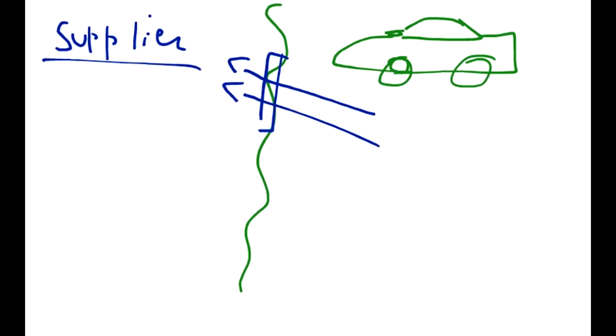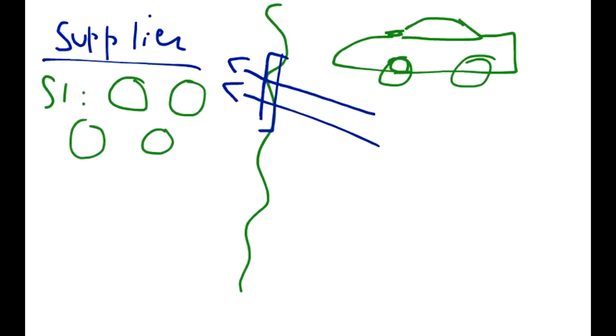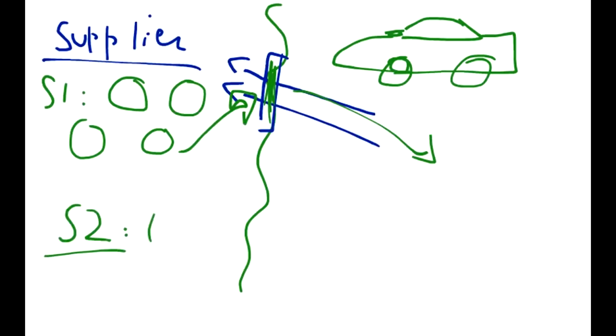For example, let's suppose our supplier 1 is a tire manufacturer, and after logging into the extranet window, he can see how many tires are required by the car manufacturer. And supplier 2 can access the information about the mirrors, but he cannot access the information about the tires.